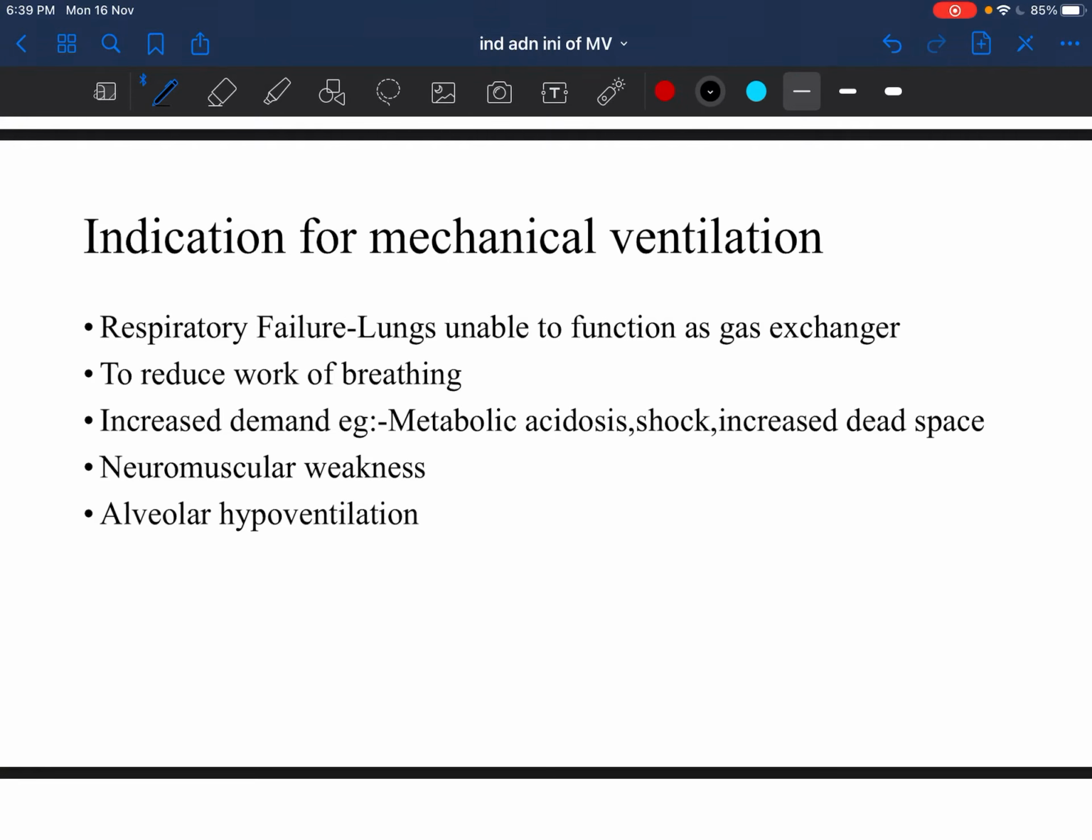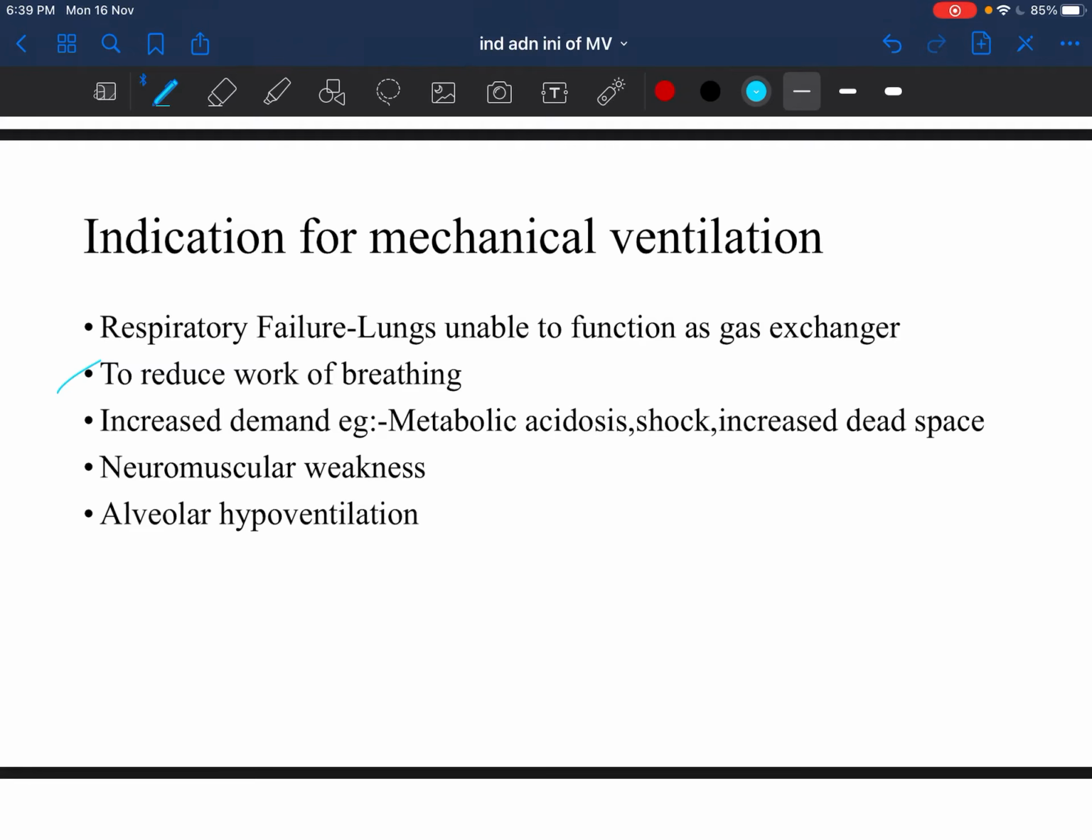Apart from that, to reduce work of breathing, you need to ventilate the patient. What do you mean by reduce work of breathing? See, only in conditions where the respiratory drive is depressed, the patient is not going to make an effort at all. But otherwise, in other conditions where there is an oxygenation defect or a perfusion defect or your ventilation defect rather, the patient is going to work hard to bridge the mismatch, right?